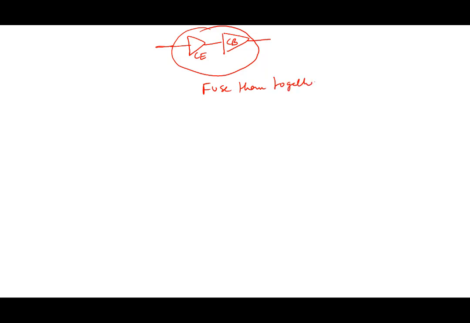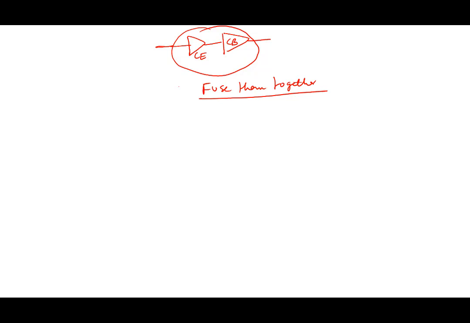So cascode, the idea is that we take a common emitter and connect it to a common base. So we are talking about this. But as I said, we are going to take these two and actually fuse them together. I'm not going to make them a full common emitter stage.